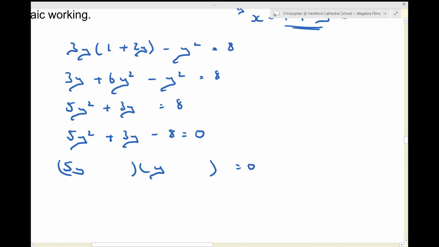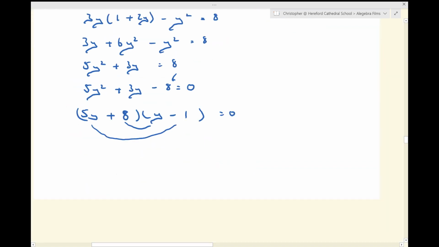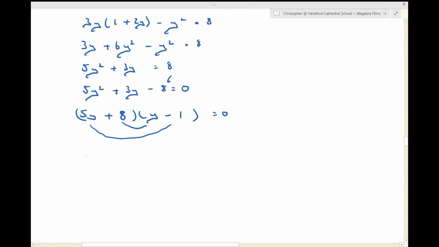I've got 8 here. It's a minus 8, so plus and minus, but I've got to have a 3 there. So if I put an 8 here and a 1 there, then that's going to give me minus 8, as long as one of them is negative, and look at this. There we go, that gives me plus 8y and minus 5y, which gives me the plus 3y. So that's factorised correctly. So my solutions are that y equals minus 8 over 5 or 1.